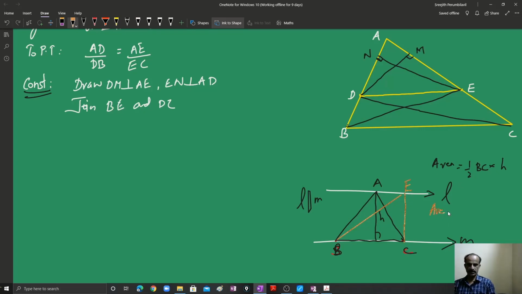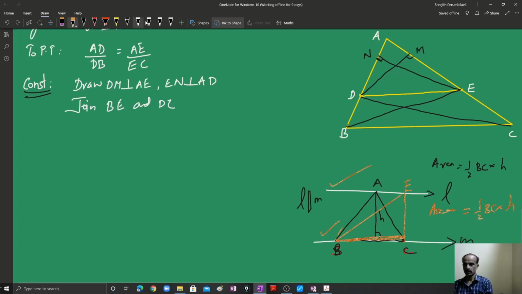Area is equal to half into base BC into height. What is this height again? Nothing but the distance between the parallels, that is the same. How do you compare these two areas? These two triangles are half BC into h, half BC into h. That means they are the same. That means if two triangles have the same base and lie between two parallels, their areas are equal.